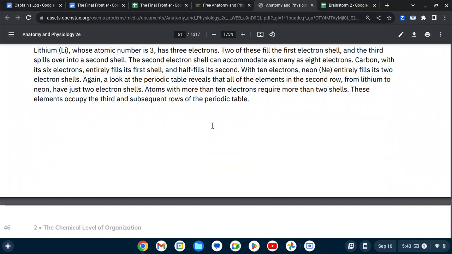Again, look at the periodic table. It reveals that all the elements in the second row from lithium to neon have just 2 electron shells. Atoms with more than 10 electrons require more than 2 shells. These elements occupy the third and subsequent rows of the periodic table.